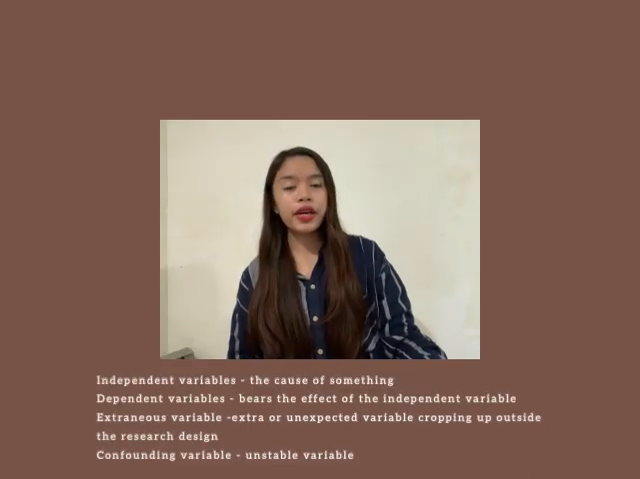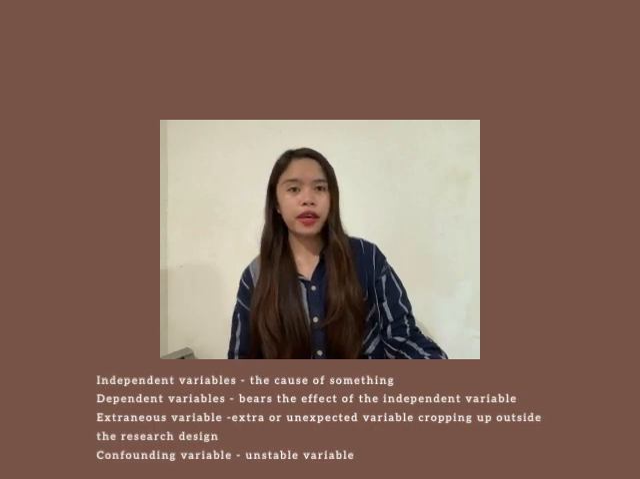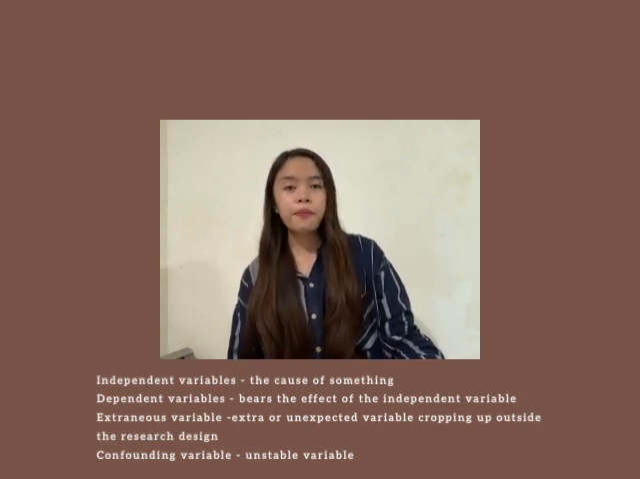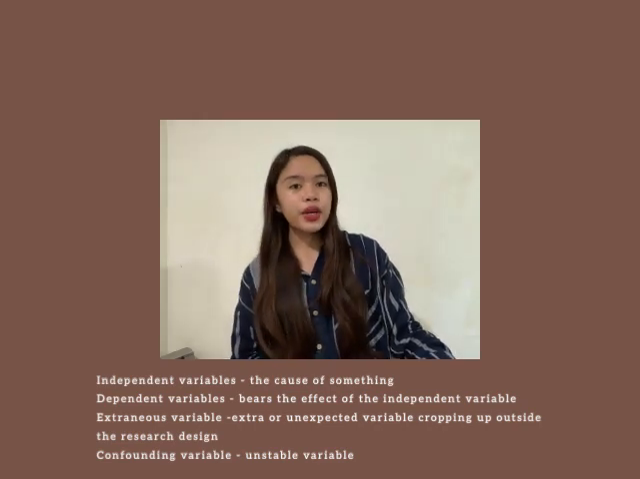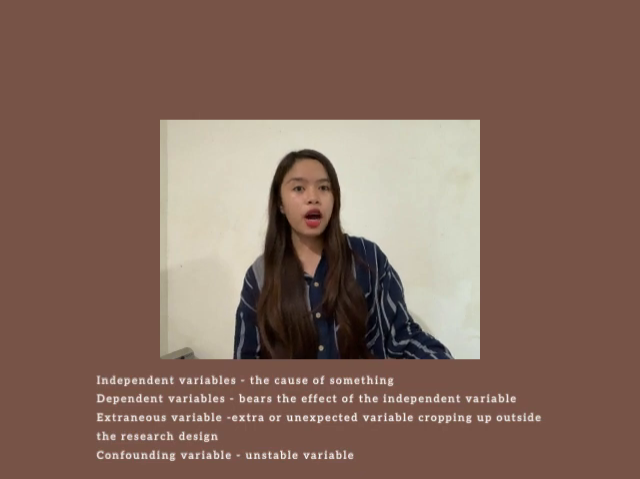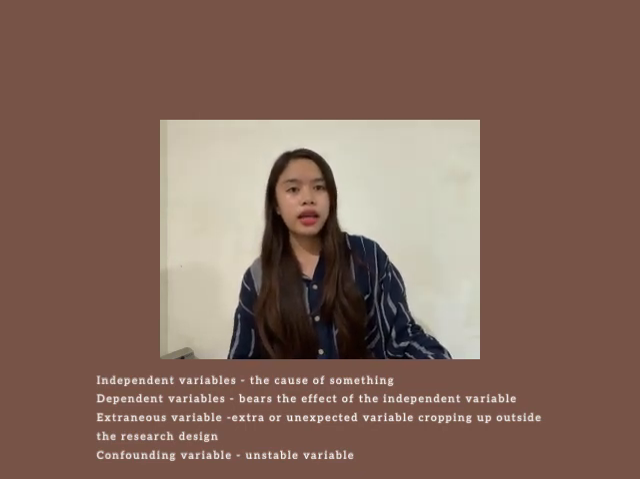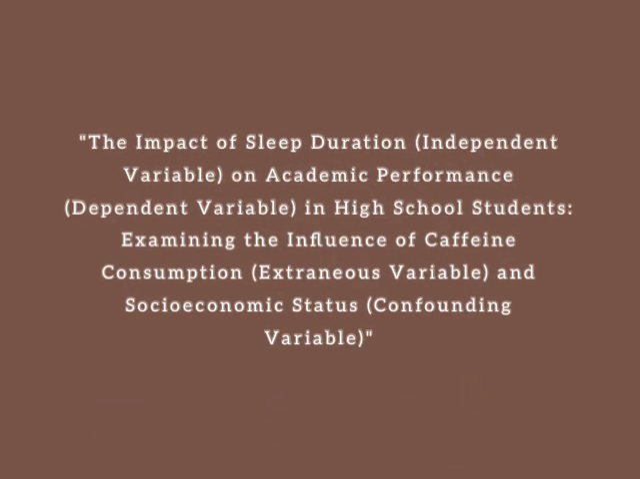The independent variables are the cause of something. The dependent variable bears the effect of the independent variable. Extraneous variable is an extra or unexpected variable cropping up outside the research design. And confounding variable, it is an unstable variable. So here is an example of a research title that incorporates all four variables.